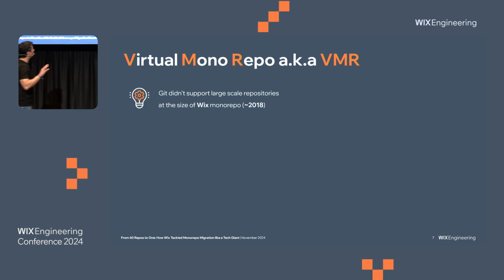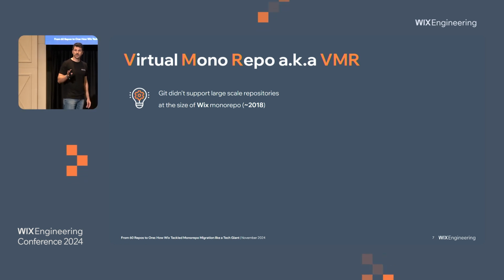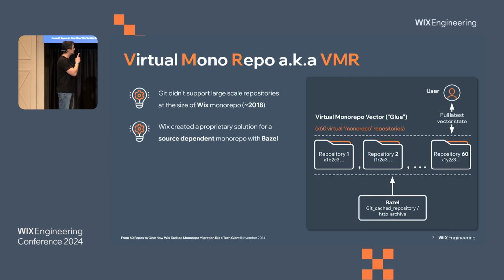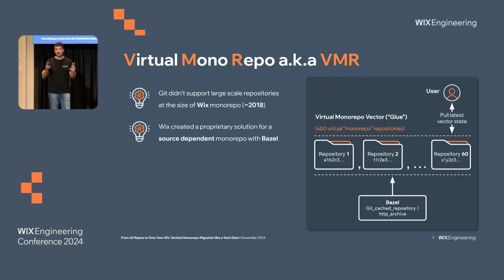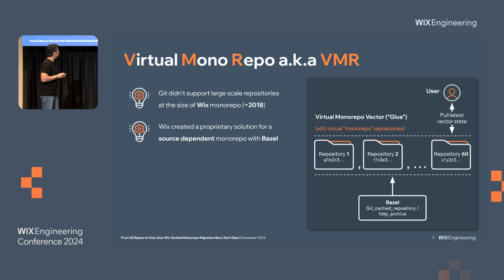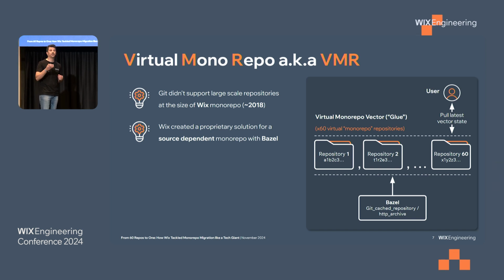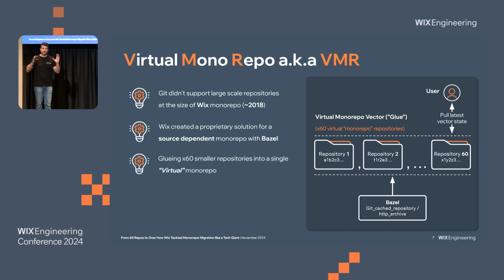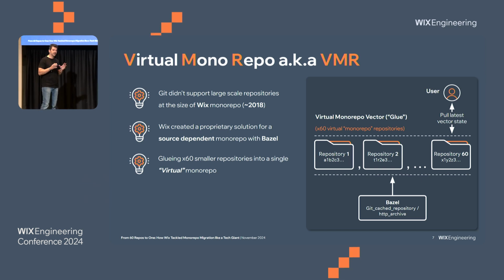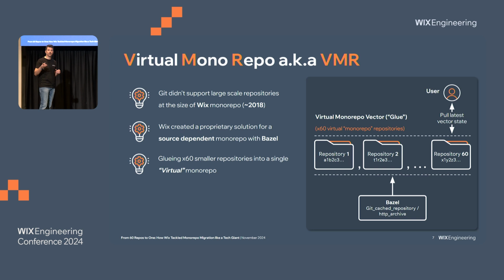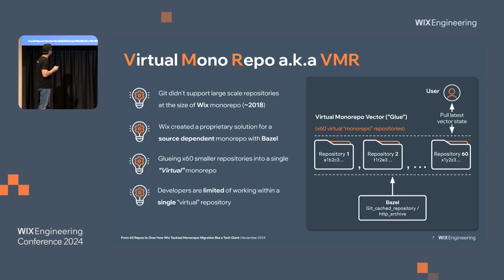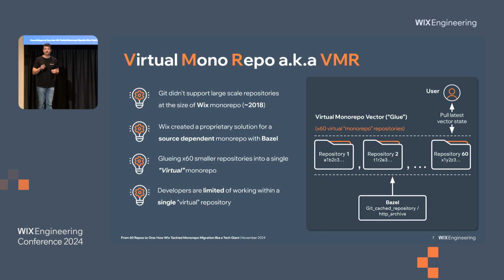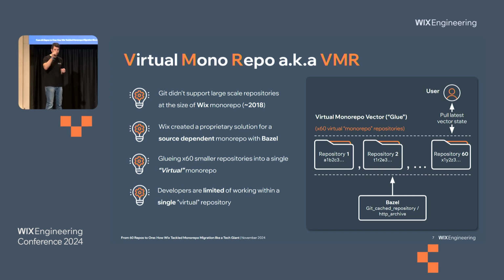Today, first, around 2018, Git didn't have large-scale repository support. So Wix created a proprietary solution, which is called VMR, Virtual Monorepo. And it helped us to use the Bazel build system, which is an open source build system that came out of Google, in a virtual way. And what it did is helped us clone 60 smaller virtual repositories into a single one, allowing you to work on a monorepo, but virtually. Now, the issue was, and still, that developers are still working on a single repository and not the entire thing.